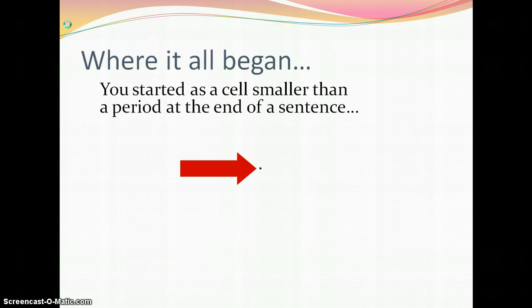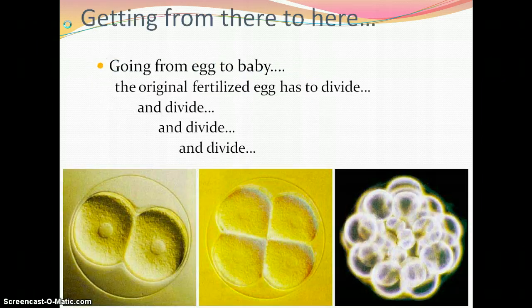So where we all begin is at a very small cell. It's actually smaller than the period at the end of a sentence. You can see the red arrow is pointing to a period there. And then from that cell, which is the fertilized egg, mitosis occurs, and occurs over and over again, resulting in the complex organism that we become.